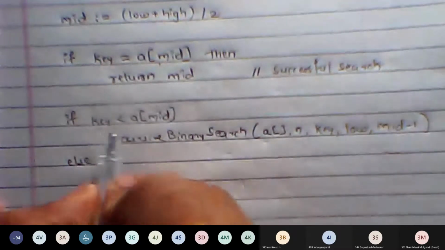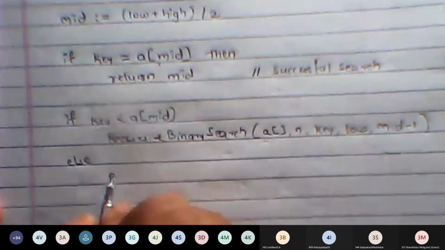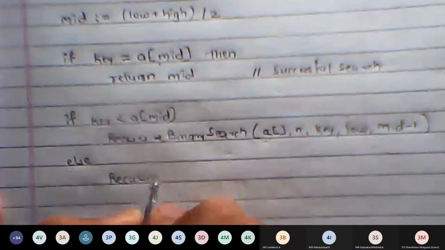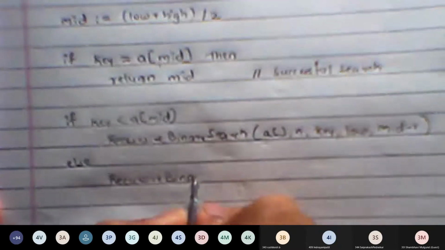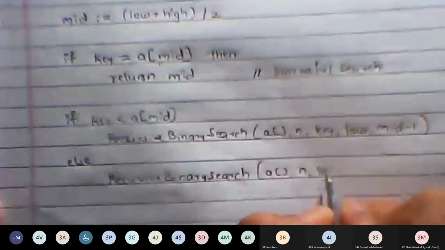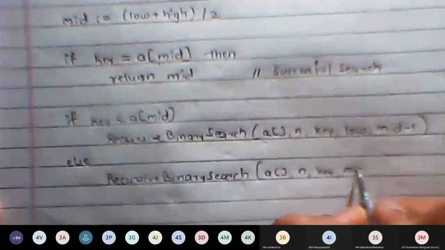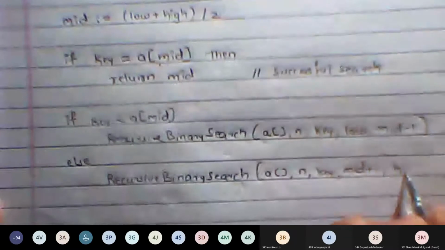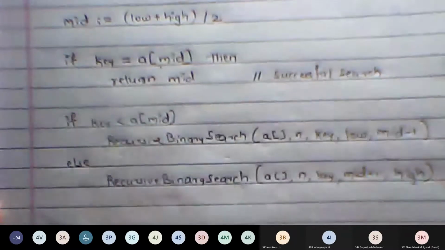According to that, we are going to write one more recursive call here. Else, if this particular condition is false, that means we are going to search on the right side. We call the recursive binary search once again. This time the array is the same, n is the same, key is the same, but the low value will be modified as mid plus 1, and high will be retained as high itself, and that completes the algorithm.